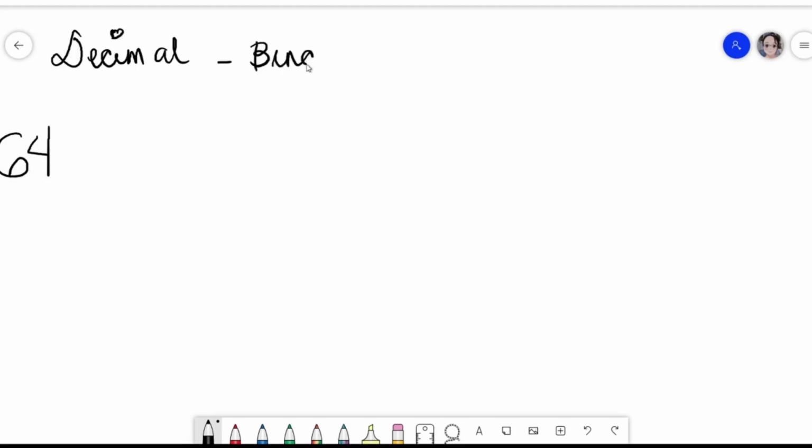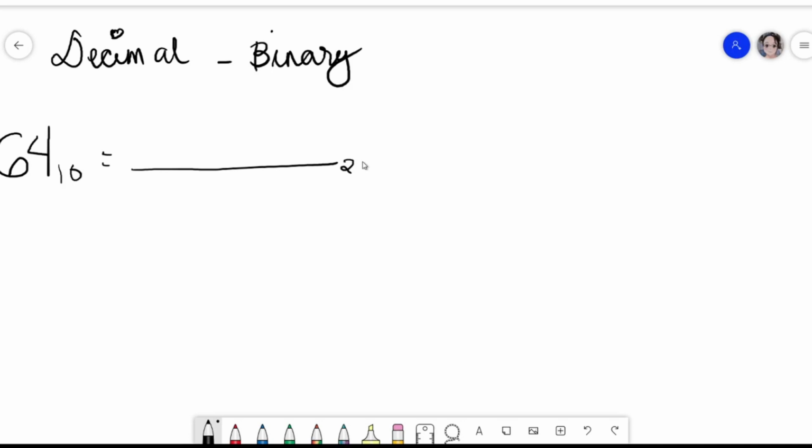For example, you have a value of 64. Okay, so let's use black pen. You have a value of 64. So what we will discuss is decimal to binary. So don't forget to write the base. So now you already have the value of 64 in decimal, and the question is how are you going to convert this value into the binary form?